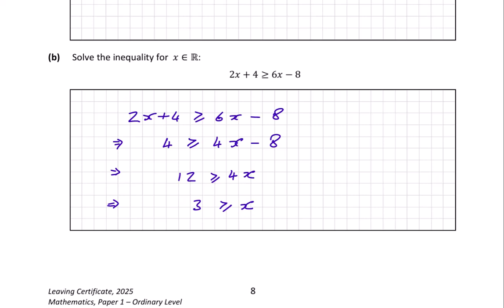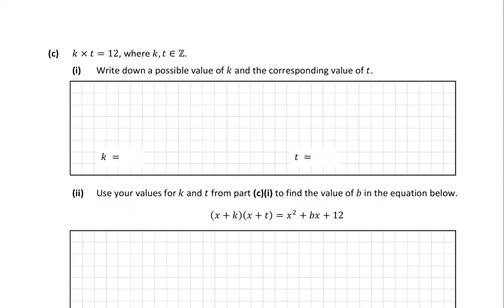Okay, next question. Some number k times some number t is equal to 12. Write down a possible value for k and a corresponding value for t. Well, there are a few different answers here. We could say k is equal to 3. That means we'd have to let t equal 4. 3 times 4 will give you 12. That's what I'm going to use.